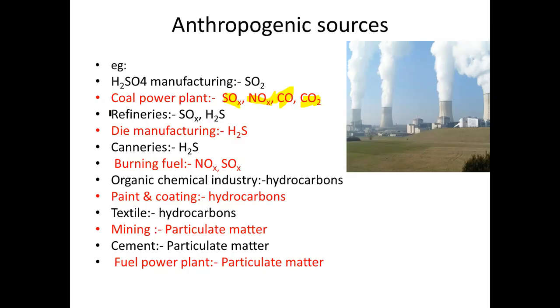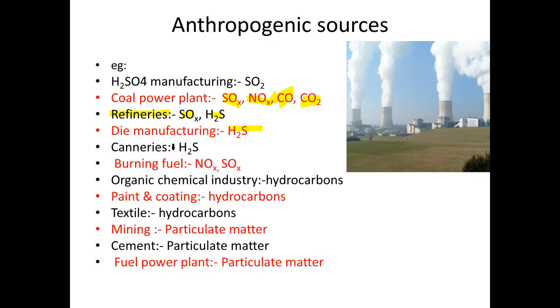Then refineries. We can say the petroleum refinery, where crude oil is refined to produce diesel, petrol, kerosene, LP gas, and also bitumen or tar. Refineries emit SOx and NOx, hydrogen sulfide, and some hydrocarbons during the production process. So they are responsible for air pollution. Then during the dye manufacturing process, hydrogen sulfide is emitted.